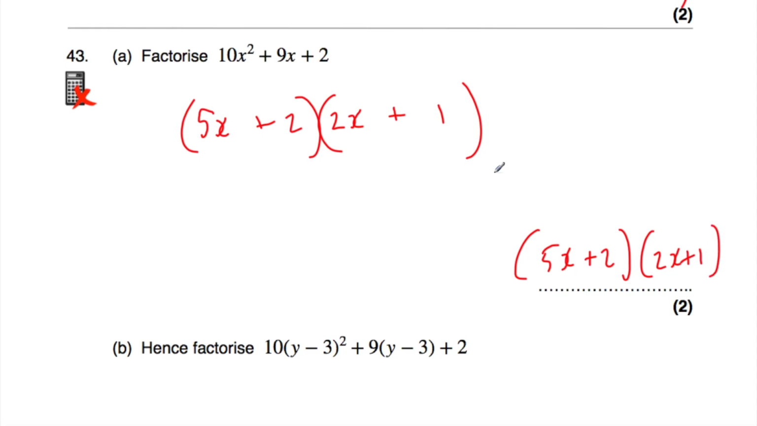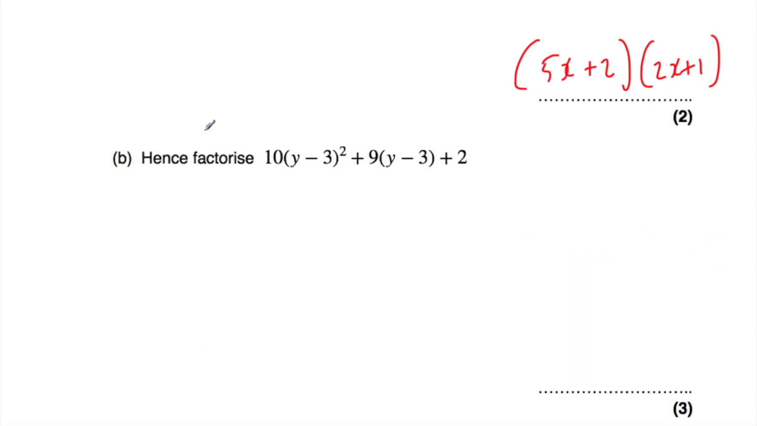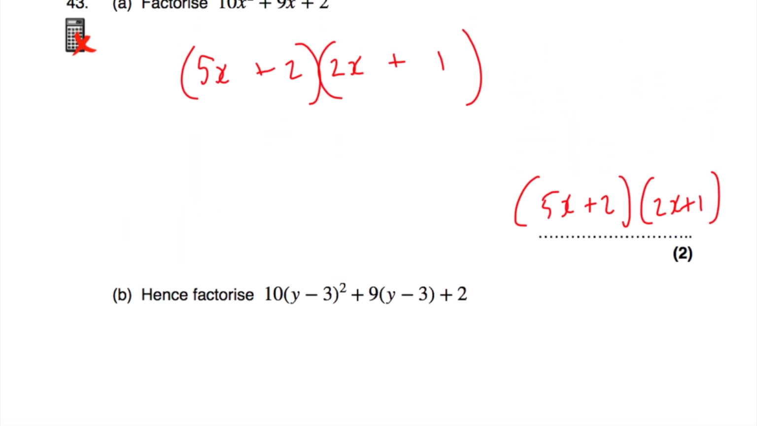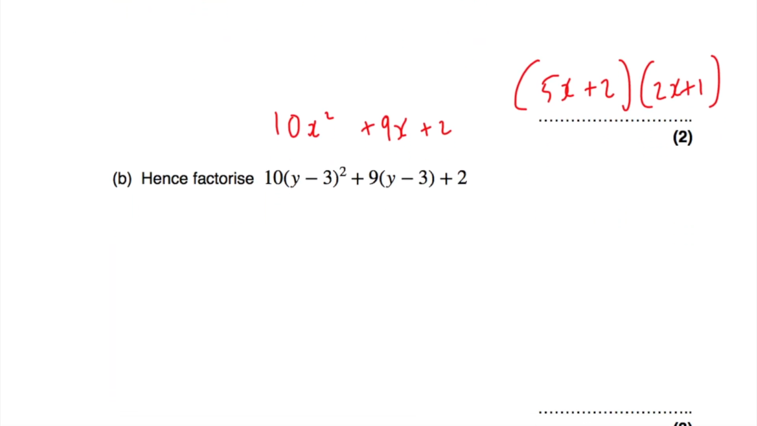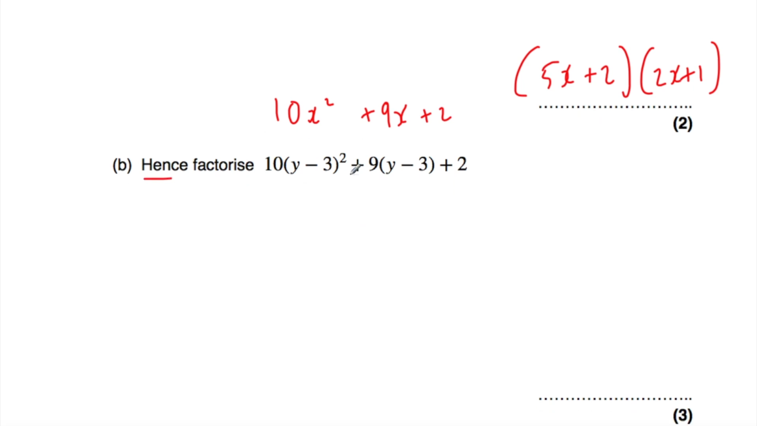So we've factorised that, we've done part A, and then part B says, hence factorise 10, and then in brackets y minus 3, close bracket squared, plus 9, and then in brackets y minus 3, close brackets, plus 2. Now if we have a look at what we were given to begin with, we had 10x squared plus 9x plus 2. So it looks very similar to what we've been given, and that's why it says hence in this question, because we're going to use this to help us.